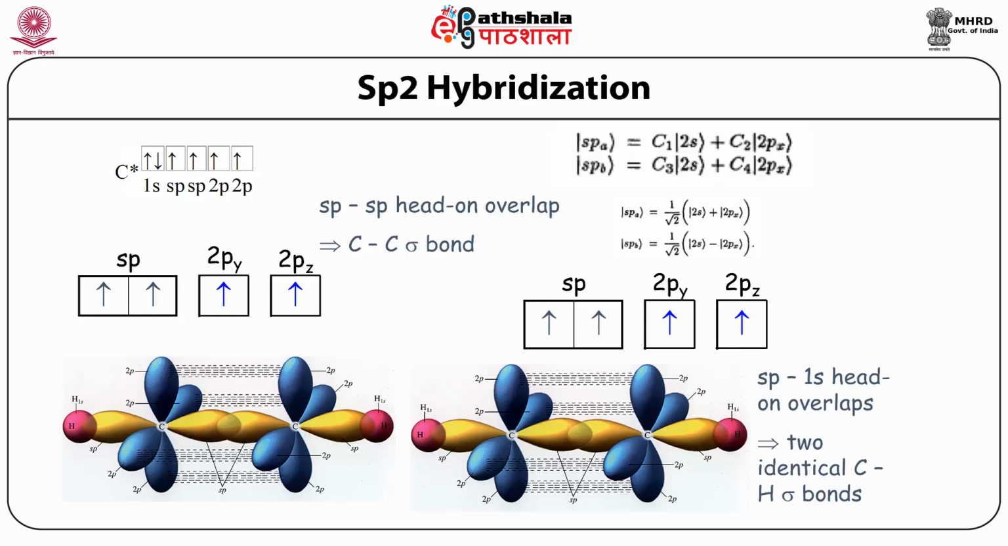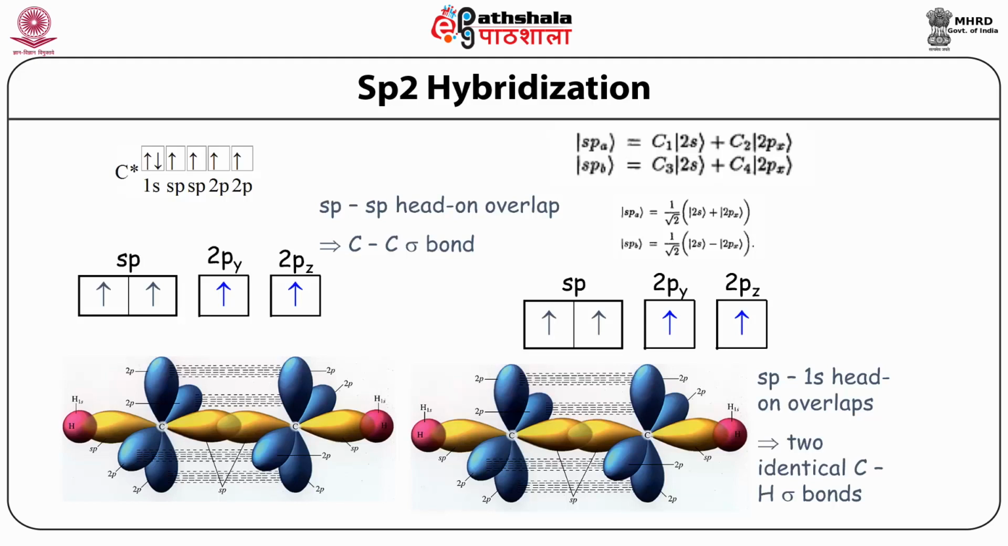The last equation is given by the fact that the sum of 2s components in spa and spb is unity, and the solution of the above equations gives us c1 equal to c2 equal to c3 equal to 1 by root 2 and c4 is equal to minus 1 by root 2. So the equations become spa is equal to 1 by root 2 (2s plus 2px), spb is equal to 1 by root 2 (2s minus 2px).